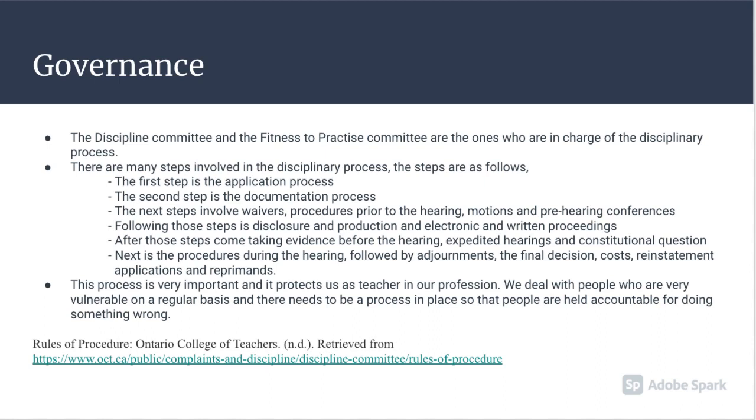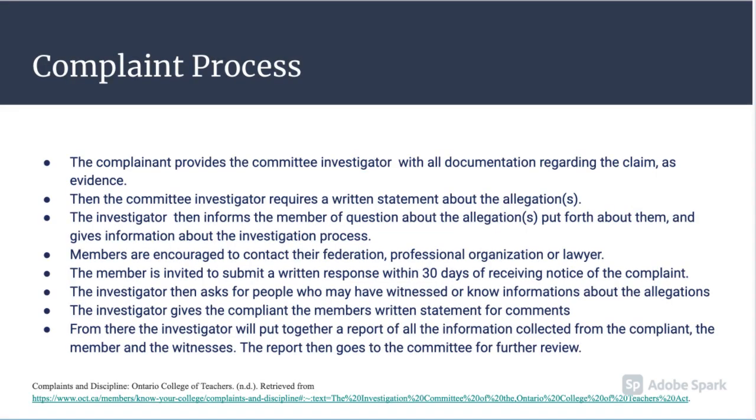Once the first 2 steps are completed, submit the information about the concern or issue you have. Once you've submitted your claim, the complainant provides the committee investigator with all documentation regarding the claim as evidence. Then, the committee investigator requires a written statement about the allegations. The investigator then informs the member of the allegations put forth about them and gives them information about the investigation process. From there, members are encouraged to contact their federation, professional organization, or lawyer.